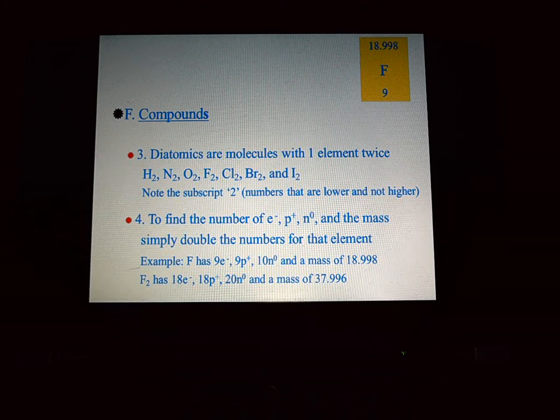Compounds are also neutral by and large. 20 neutrons and a mass of almost 38. So this is what you should see when you look at compounds. Some of the ones on the back side would just be individual elements. You just look at the periodic table. Some of them will be these diatomics, and all you have to do is double it.